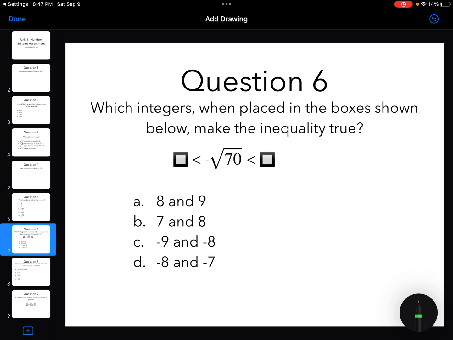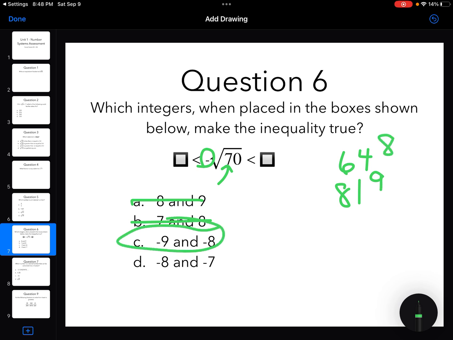All right, which integers, when placed in the box as shown, will make the inequality true? I know that I have a negative here, so I'm going to eliminate the 2 positives. So I know that I have negatives. If I have 70 here, what's going to go on each side? I know that 64 and 81 are the perfect squares that surround that 70. So that's going to be 9 and 8. So it's going to have to be C.